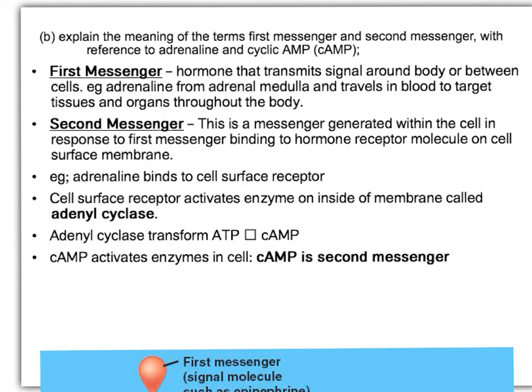The example you've got to know deals with a particular communication system where adrenaline binds to a cell surface receptor and activates, via another protein, an enzyme called adenyl cyclase, which then converts ATP into a substance called cyclic AMP. That cyclic AMP acts as a second messenger in the cell which switches on enzymes and directs metabolic activity within the cell. Hopefully the diagrams and various animations will illustrate that.